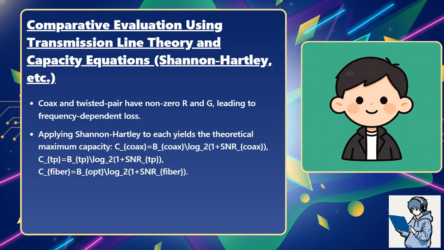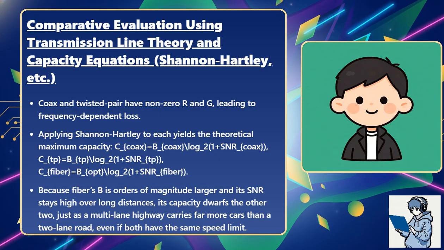Applying Shannon-Hartley to each yields the theoretical maximum capacity. C coax equals B coax times log base 2 of 1 plus SNR coax. C TP equals B TP times log base 2 of 1 plus SNR TP. C fiber equals B optical times log base 2 of 1 plus SNR fiber.